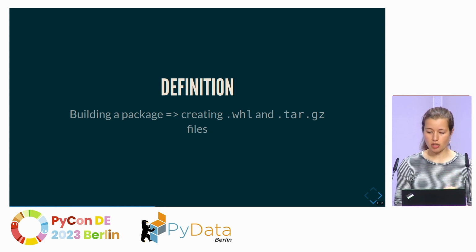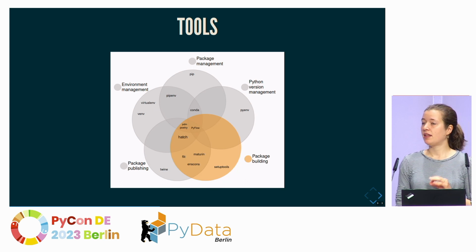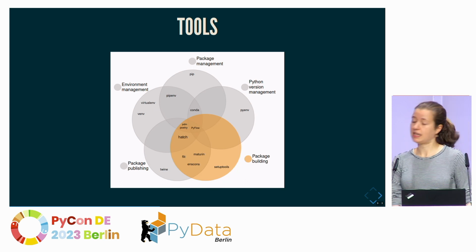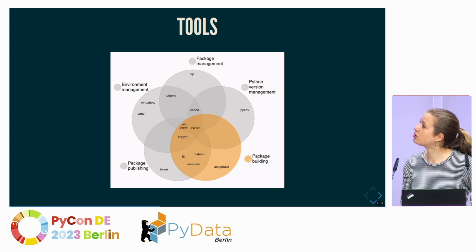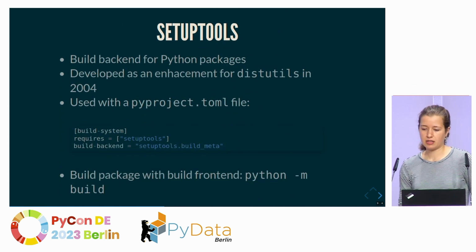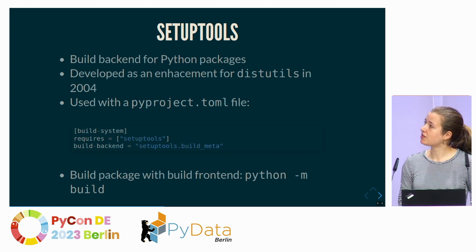Okay, so Python has lots of tools to do the building step. The single-purpose tool, which I already mentioned, is setuptools, which has been around for a long time, but there are also Flit, Enscons, Maturin, pyflow, poetry, hatch, so lots of other tools. But as the single-purpose tool, let's look at setuptools. It was developed as a build backend already in 2004 as an enhancement for distutils, which was used at the time. You can easily use setuptools by just specifying it in the build system section of your pyproject.toml file. You can see an example here.